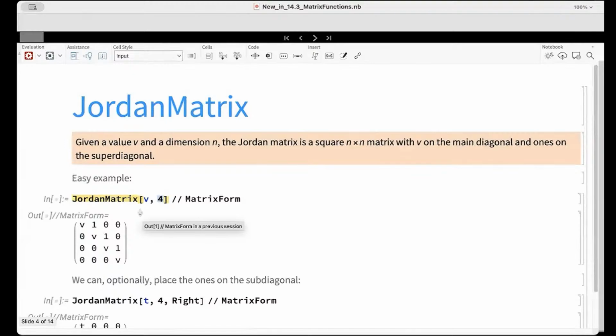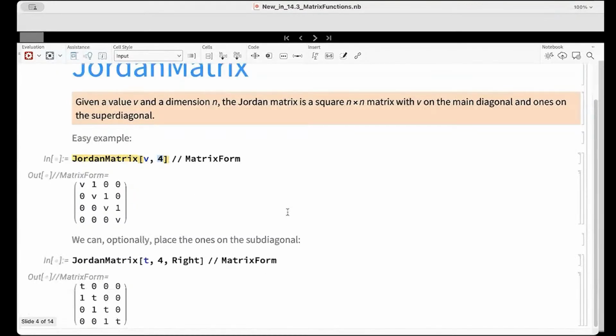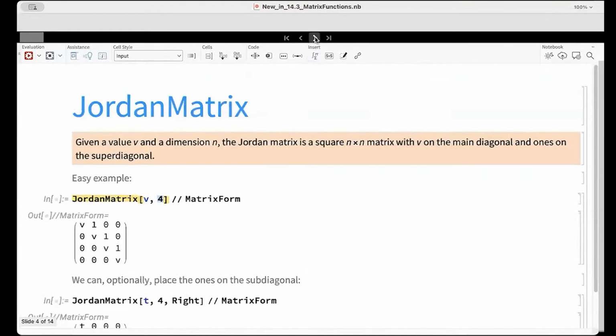This is a function we've had roughly since forever, at least going back to the early to mid 90s. And this is in a way similar to the companion matrix. The Jordan matrix gives the building blocks of the Jordan decomposition. The companion matrix gives the building blocks of the rational or Frobenius decomposition. And again, we'll see more about that later on.